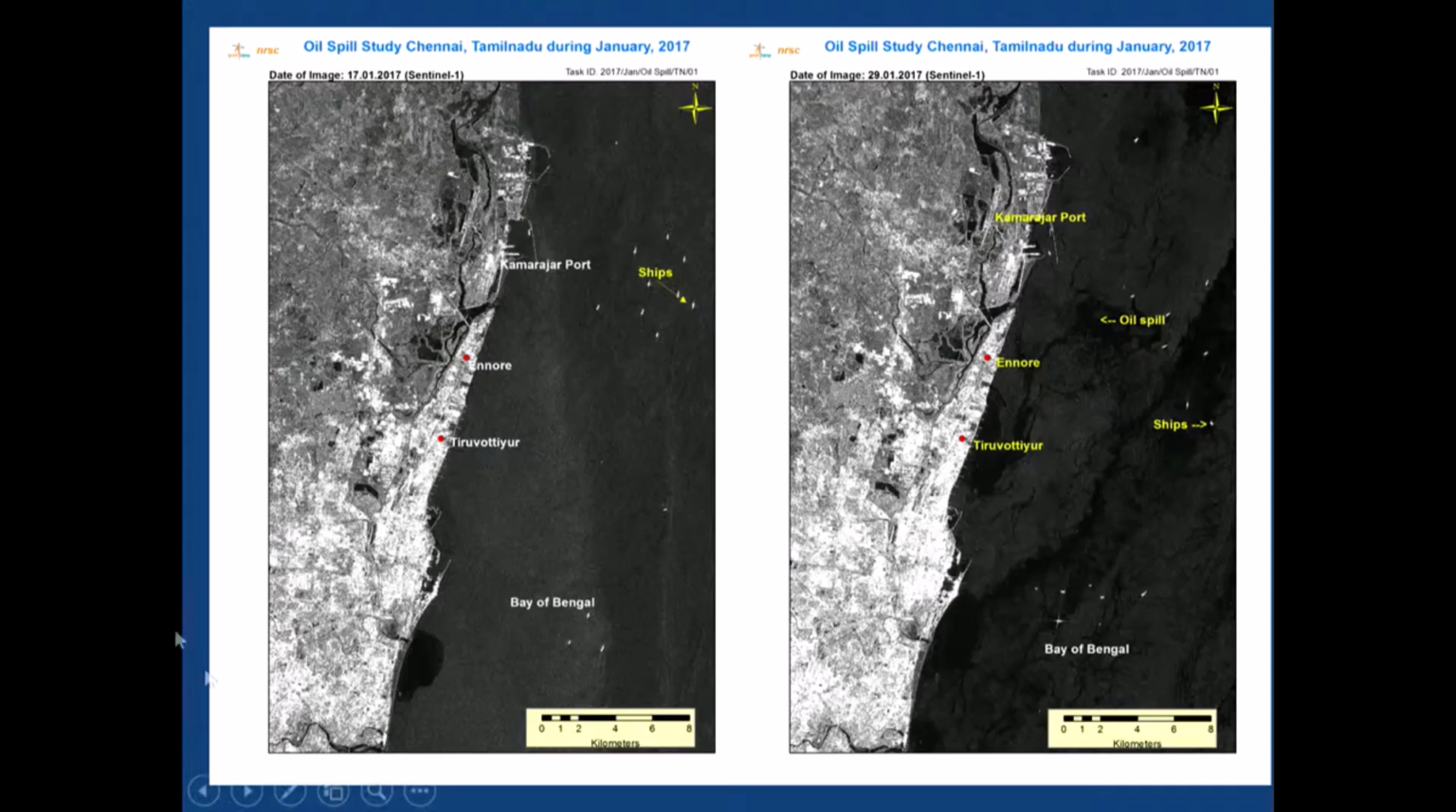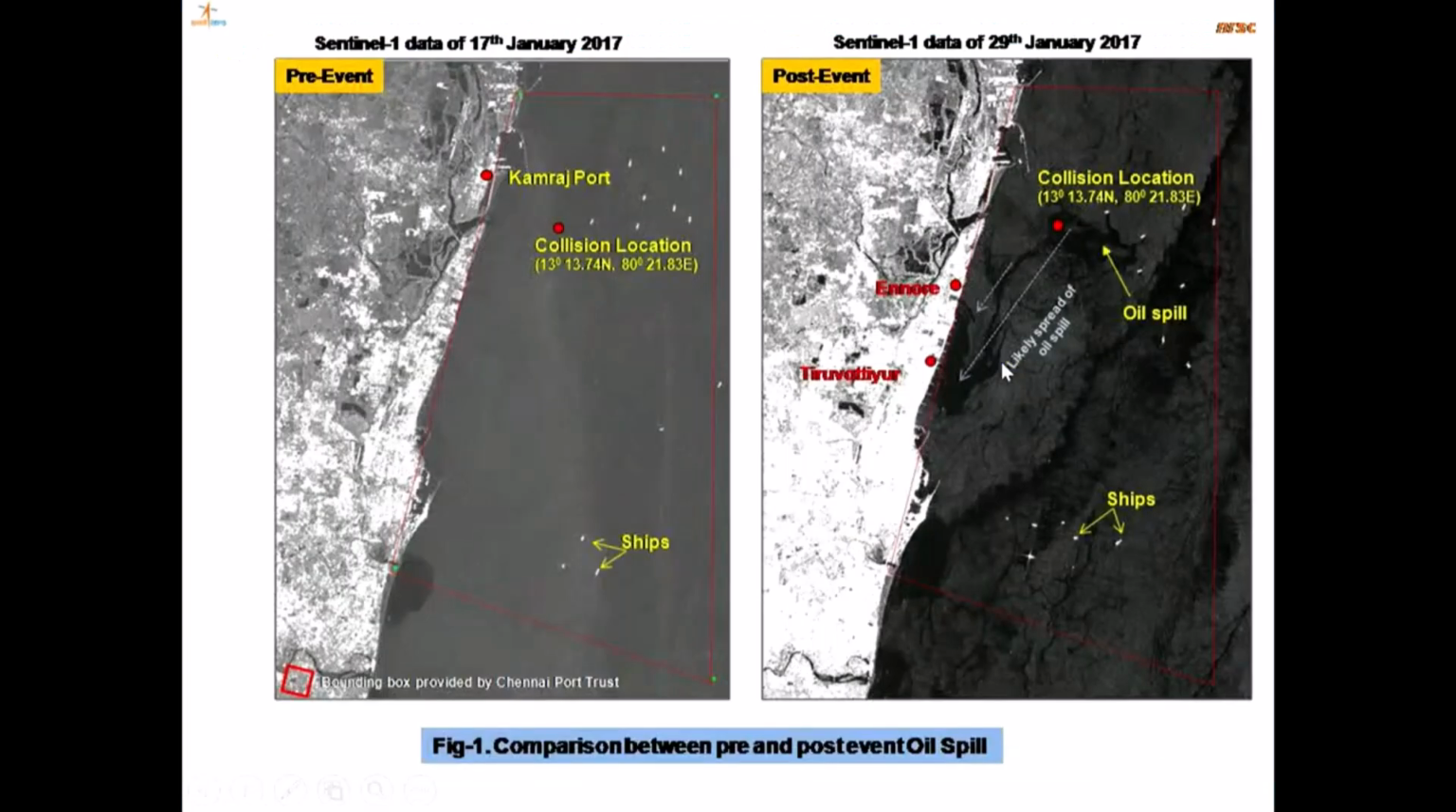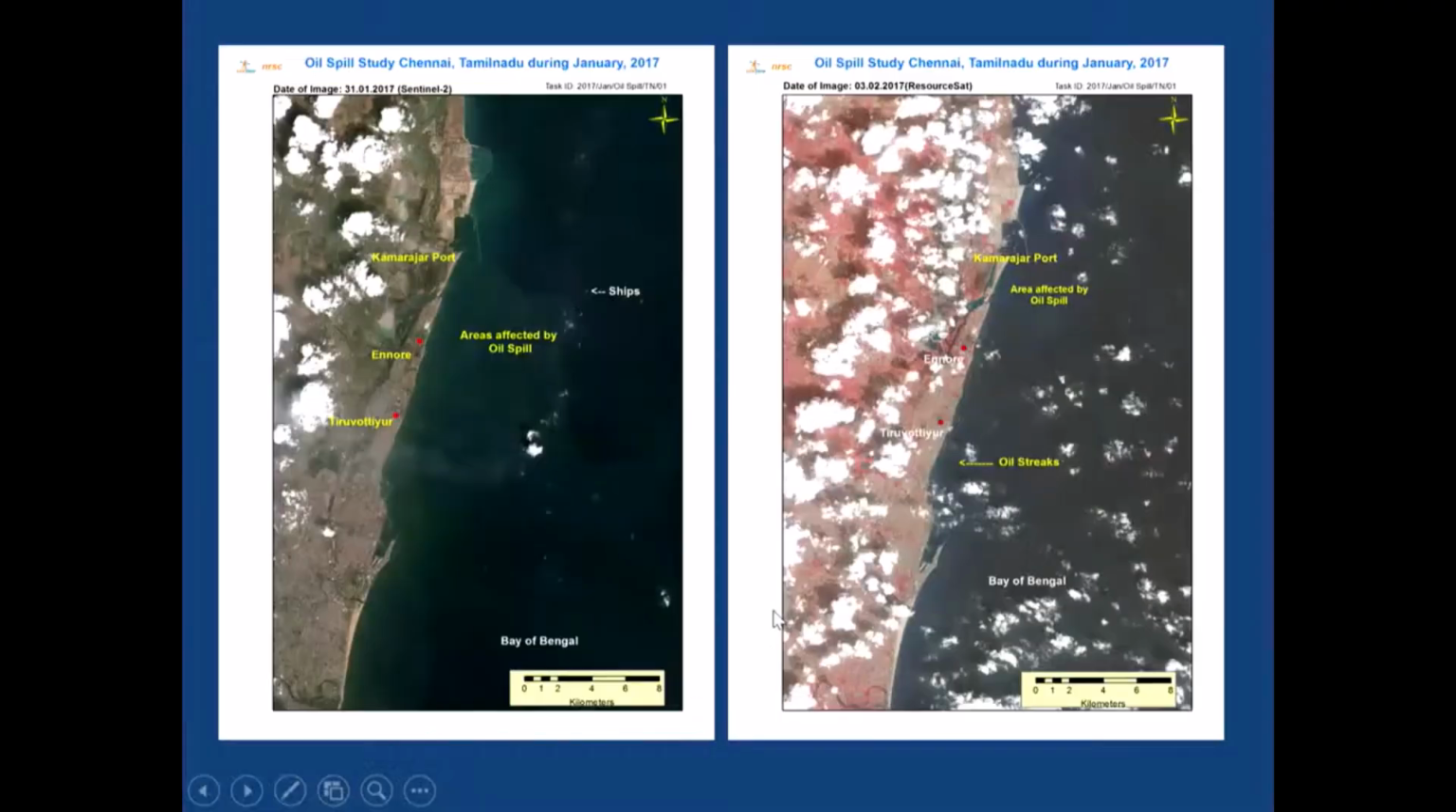Here it is a Sentinel-1 picture before the accident took place, and this is the aftermath of it. And more clearly, this is the port area where the collision had taken place. This is the before, and this is the after. You can see the oil spill patches here. And some dark patches are look-alike situations, so don't get confused.